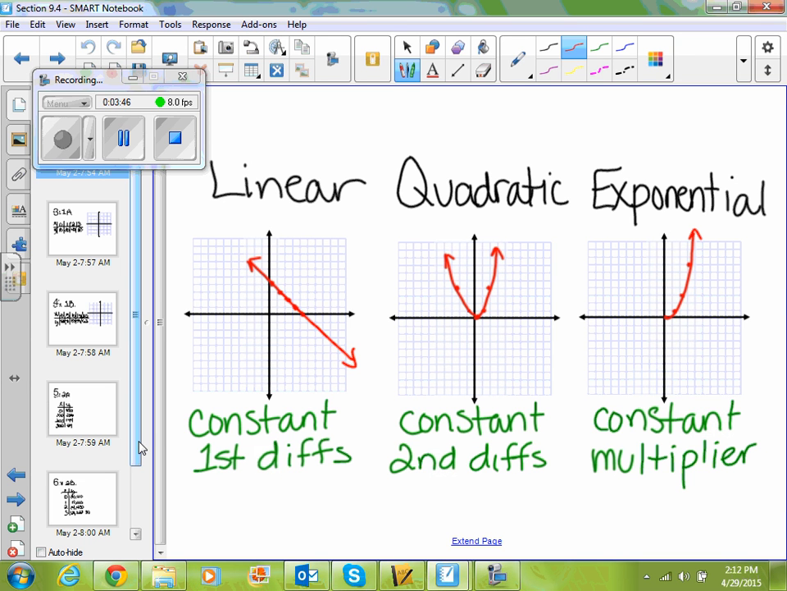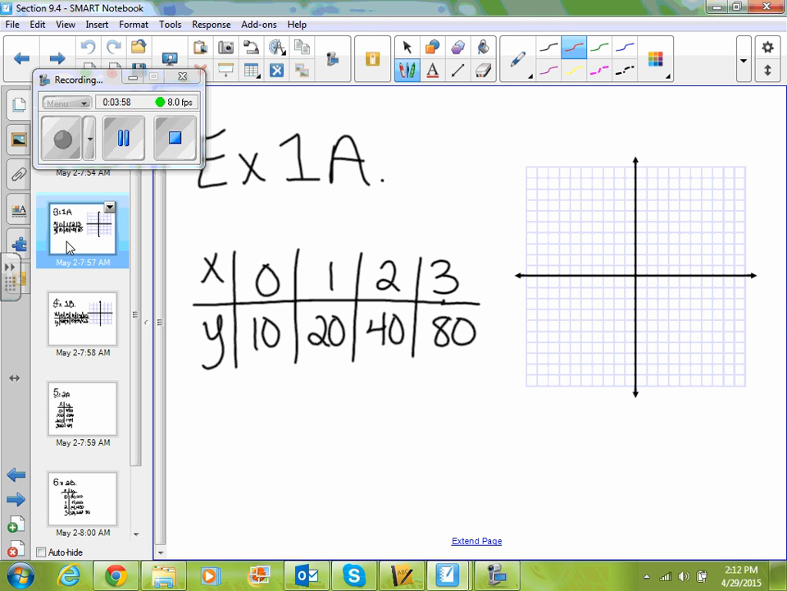Okay, so we're going to look at two things today. We're going to look at graphs of functions and identify them as linear, quadratic, or exponential. And we're going to look at tables of values and identify them as linear, quadratic, or exponential. Okay, so the first example I'm going to look at is example 1, where it gives us a table of values and we have to graph that to determine what type of function it is.